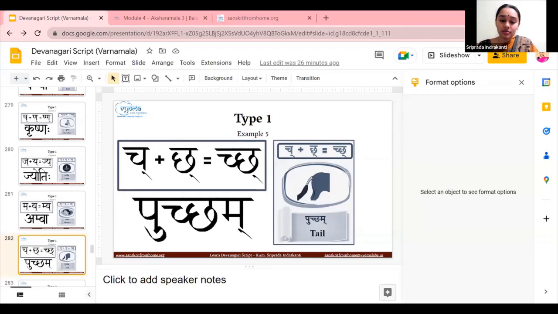Kandu, here the du. Again the ka and the makara with the halantam. Then draw the shirorekha at the top. Kandukam means a ball.